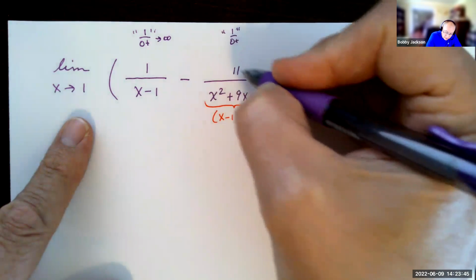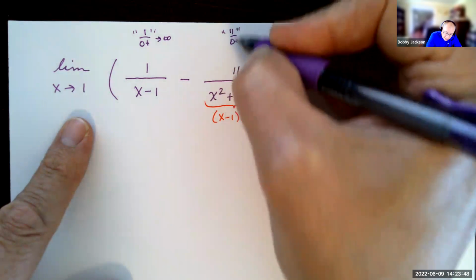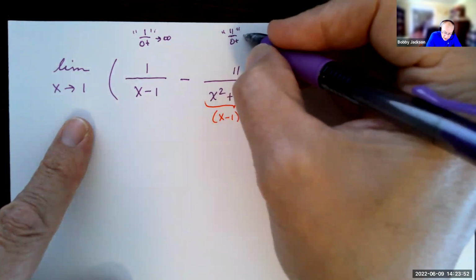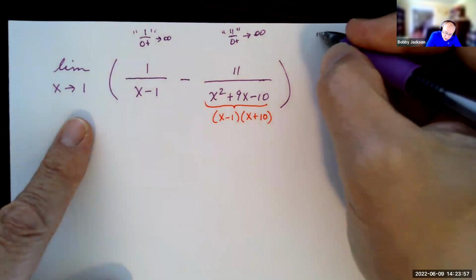I said 1 over 0, it's actually 11 over 0, but same thing. This is going to infinity. And so this is infinity minus infinity. That's an indeterminate form.